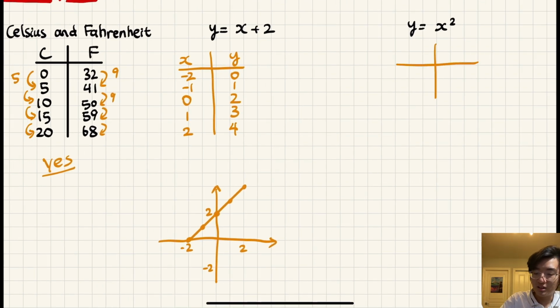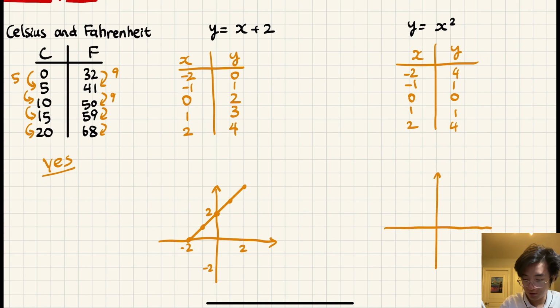Okay, so now let's do another one. y equals x squared. So we've got an x and a y here. Same thing. x squared: 0 squared is 0. -1 squared is 1. 1 squared is also 1. -2 squared is +4. 2 squared is still 4.